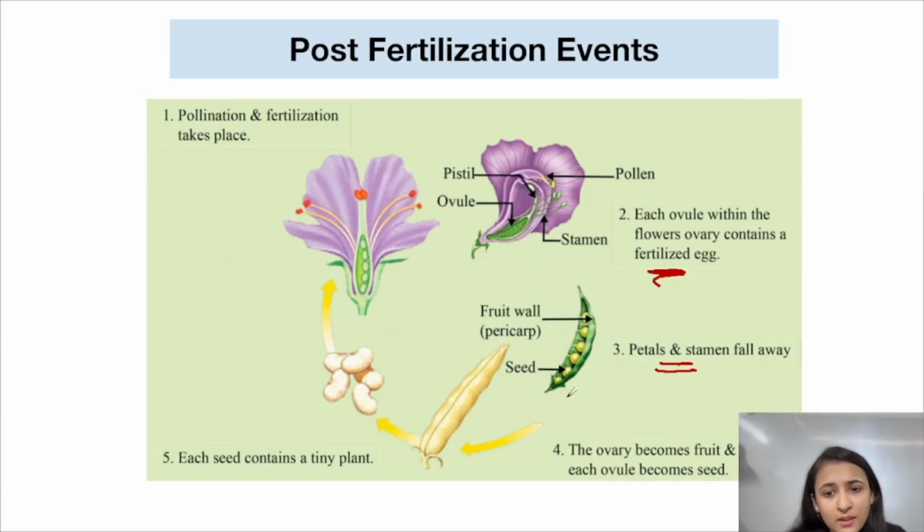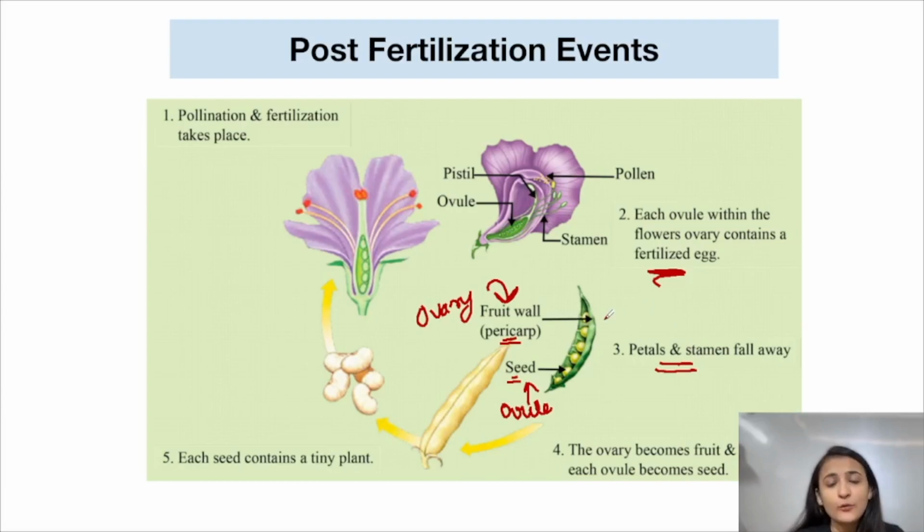So this is the bigger view of that image. This is the fruit wall, pericarp. This is the ovary portion, which comprises numerous seeds which represent the ovules. So post fertilization, the ovary wall turns into the fruit wall or pericarp, and the ovules turn into seeds, which are arranged like this inside the ovary. So ovary turns into pericarp and the ovules turn into seeds.